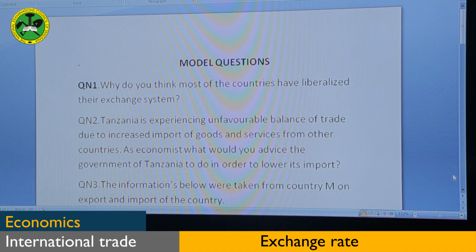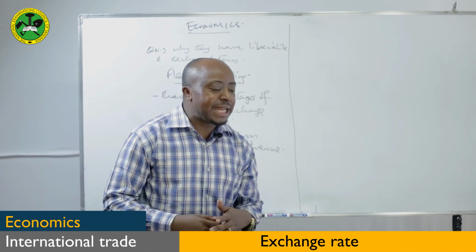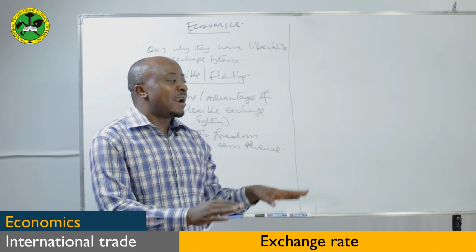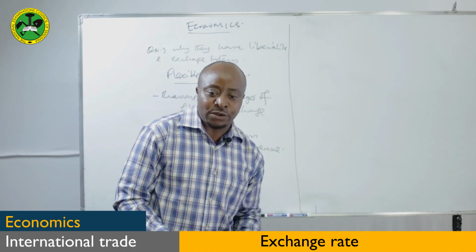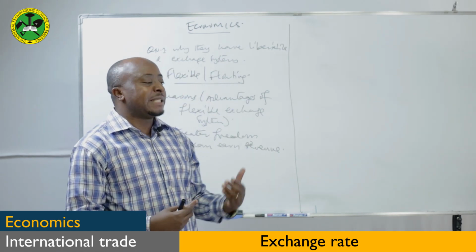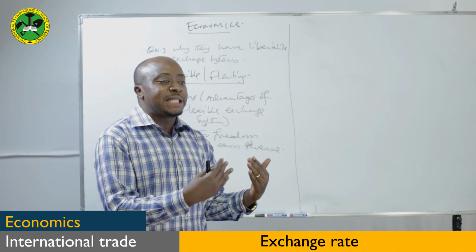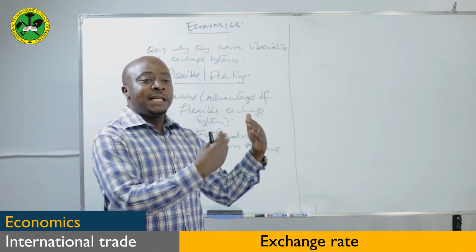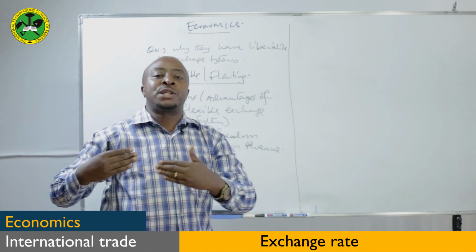its import? So again, this question is coming from international trade. It is asking that Tanzania is facing or experiencing an unfavorable balance of trade. We go back to what we did in the class, or recall what we did in the class. When we say there is an unfavorable balance of trade, meaning that import exceeds export. It means we import much more than what we export. That means there is an unfavorable balance of trade because there is greater import of goods and services from other countries than what we export abroad.